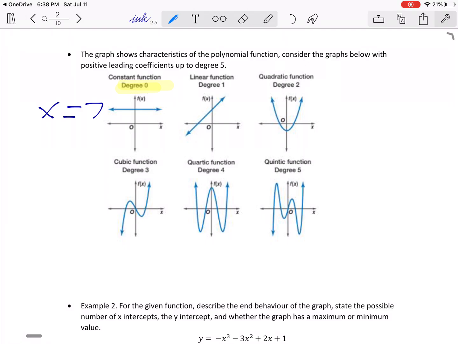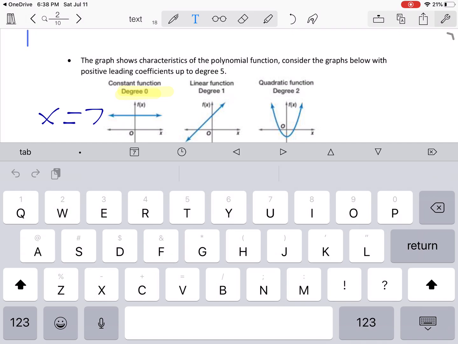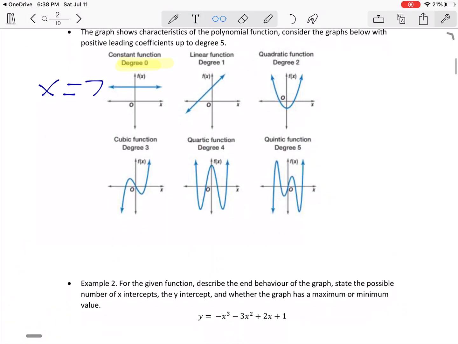Now when we talk about some of the terms that we're going to get into, one of the terms we're going to talk about is what we call end behavior. So end behavior of the graph is basically talking about where the graph is going. So like for that first one there, the end behavior for the degree 0 would be that the line extends horizontally.